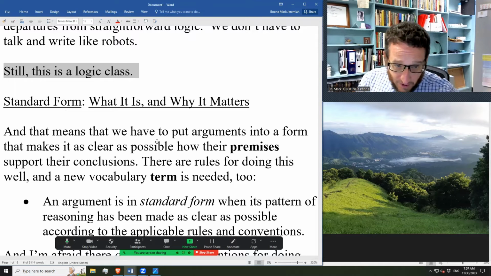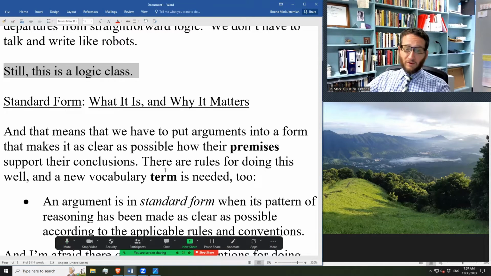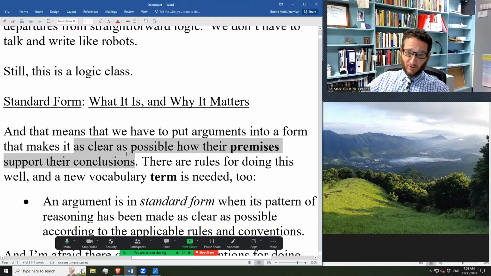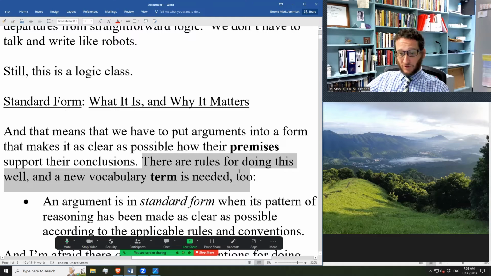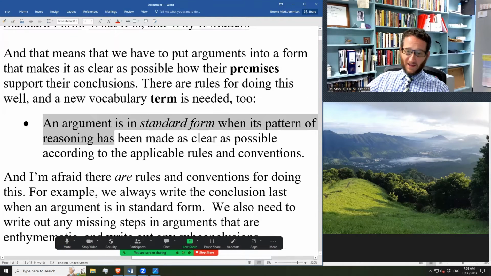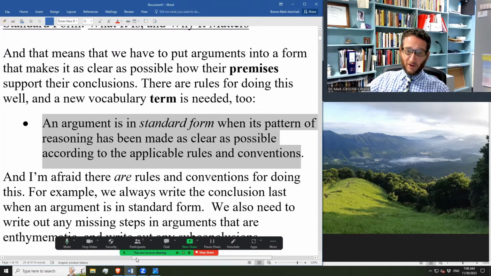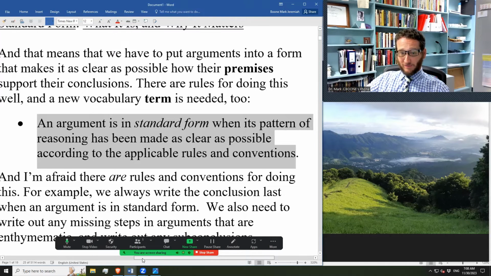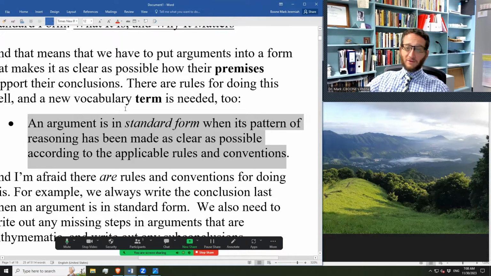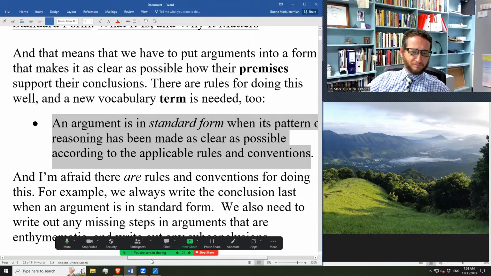Now, that means we have to put arguments into a form where it's as clear as possible how the premises support their conclusion. And there are rules for doing this. And those rules are rules for putting arguments into standard form. And standard form is our first vocabulary term for this lesson. An argument is in standard form when its pattern of reasoning has been made as clear as possible according to the applicable rules and conventions. I say first, I'm not sure I'll give you any more vocabulary words in this lesson.